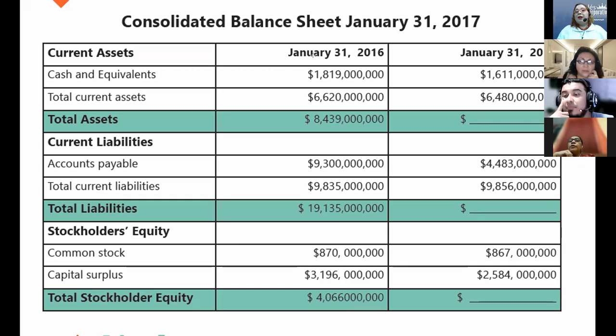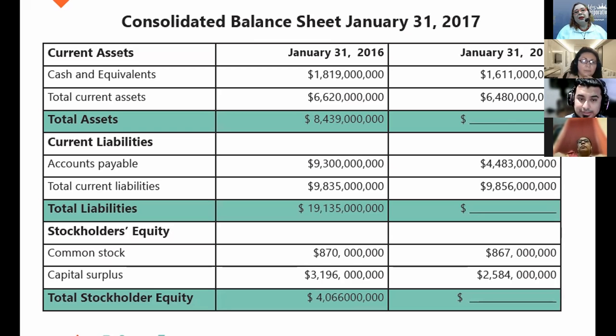January 31st, 2016. Okay, and it goes to? January 31st, 2017. Okay, so this consolidated balance sheet is to the 31st of January, 2017. Okay, now let's see and let's compare. Let's do the comparison, okay?